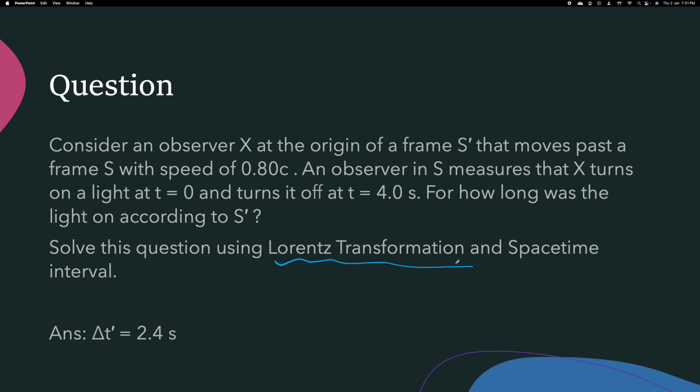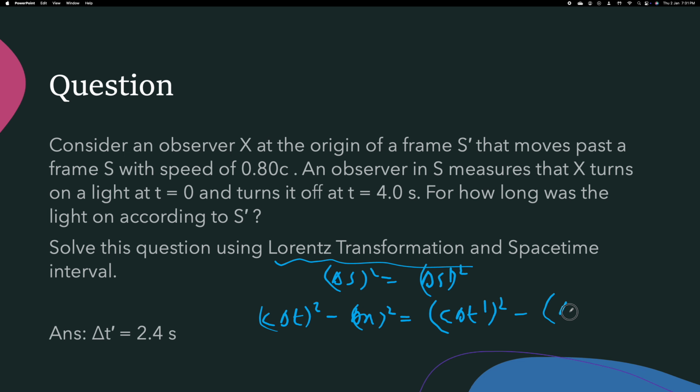This time I'm going to use the space-time interval. So what is the space-time interval? It says that delta s square is equal to delta s prime square, right? So what is delta s square? c times delta t whole square minus delta x whole square is equal to c times delta t prime whole square minus delta x prime whole square. Now, since delta x prime is 0, why? Because as I said, the observer x is not moving anywhere with respect to S prime. It is at the origin always. There's no change in position.